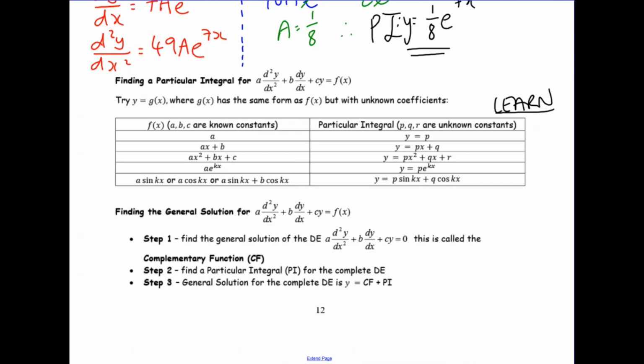Is there always going to be kx, not kx and a different constant? Yeah, they'll always be the same thing inside the trig.